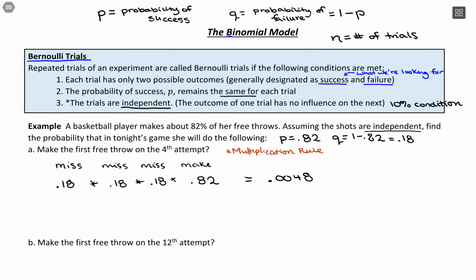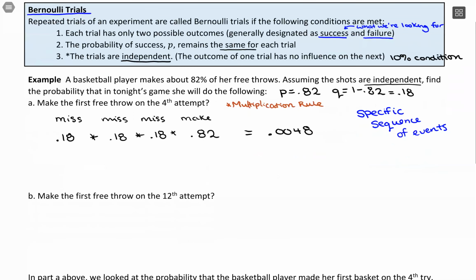So this isn't anything new here, just applying our multiplication rule, but the key is that it's a specific sequence of events here. They're telling us exactly how it has to occur. Now, something I want to do with this next one, this idea of making the first free throw on the 12th attempt, well, I'm going to have missing the free throw 11 times, and then she'll make it on the 12th.